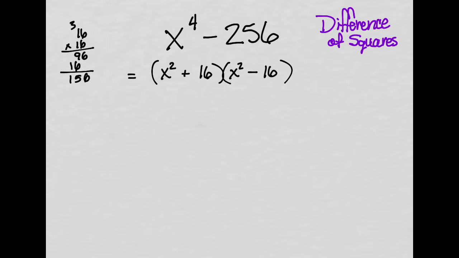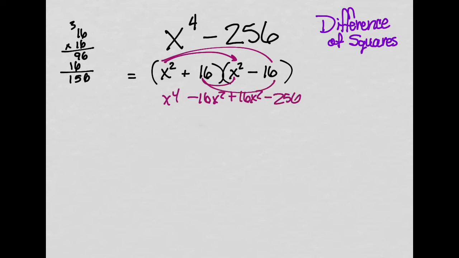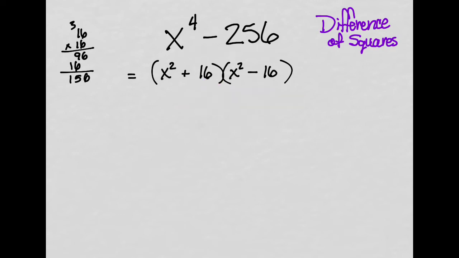So when you FOIL that back out, I'm just going to show you, and then I'll erase it. You get x to the 4th minus 16x squared plus 16x squared minus 256, and those middle terms cancel out, so you have x to the 4th minus 256. So it worked, right? But we're not done. We still have a difference of squares here. It's a subtract. This is squared, and this is 4 squared. So you have to go one more time.